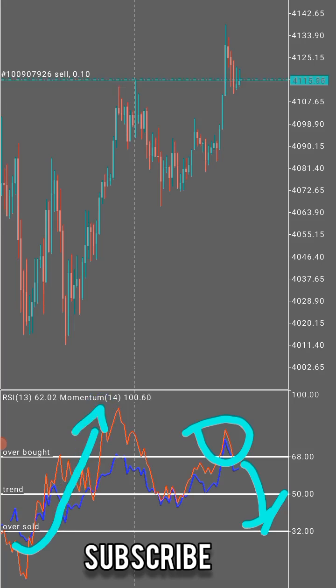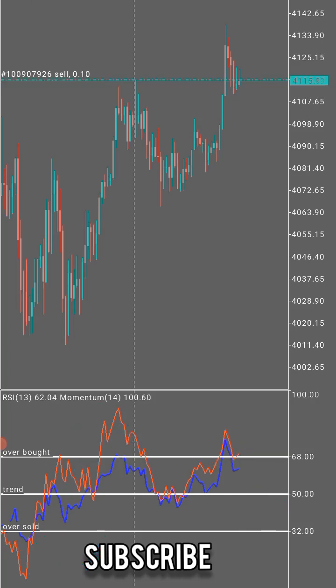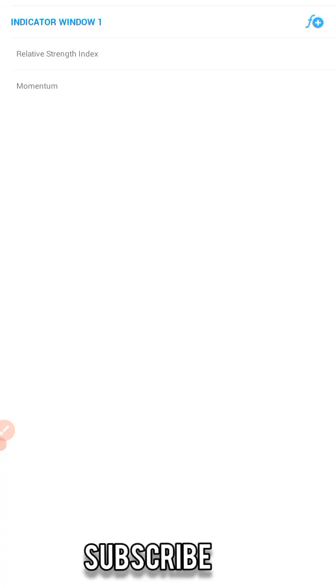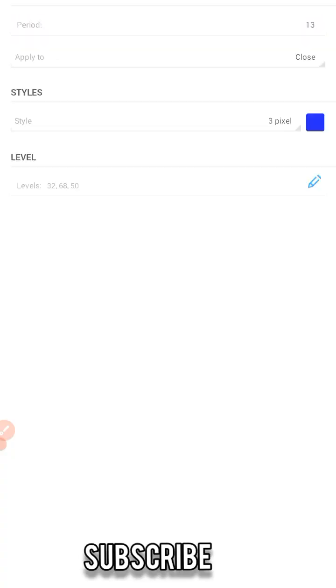So when the two of them, that means the momentum and the RSI, are up, it means that they are about to reverse. When it is down, they are about to also reverse. Now I don't intend to make this video long. I just want us to get this and then start backtesting it, because you will be shocked at this trading strategy. Now, get the settings quickly.